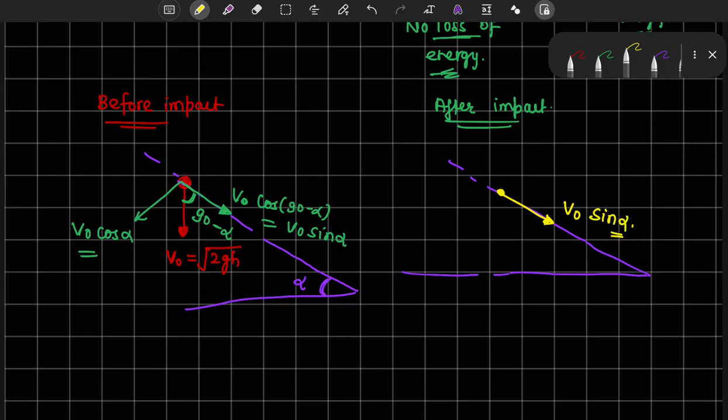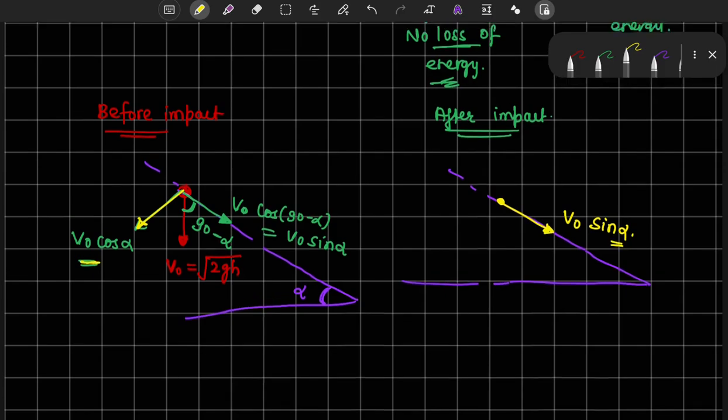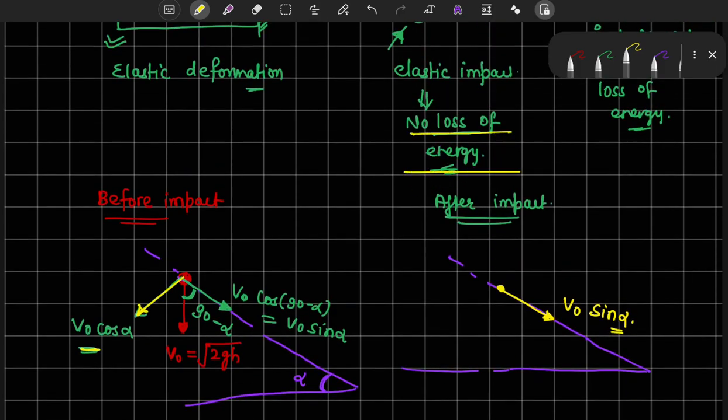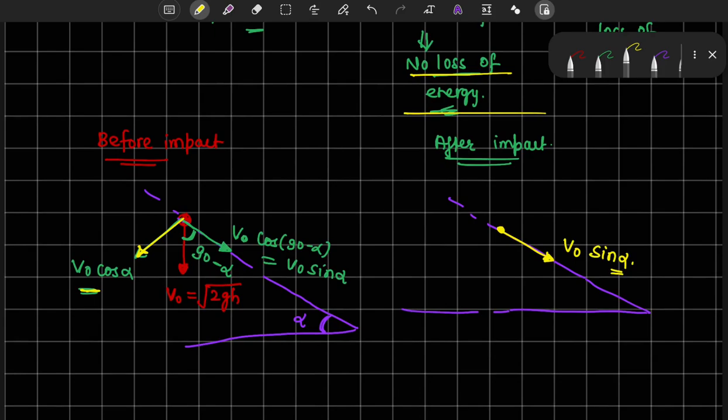But if we talk about the velocity that is normal to this inclined plane, because of this impact the direction of the velocity will change, but the magnitude of the velocity will not change because we know that there is no loss of energy. So the direction will just be the opposite and the magnitude will be the same, that is v naught cos alpha.